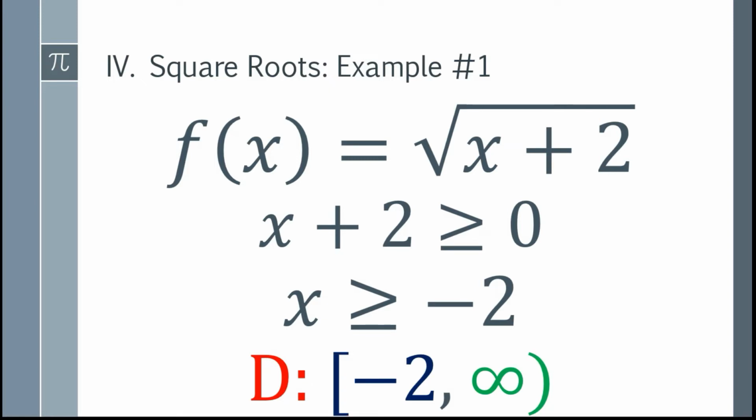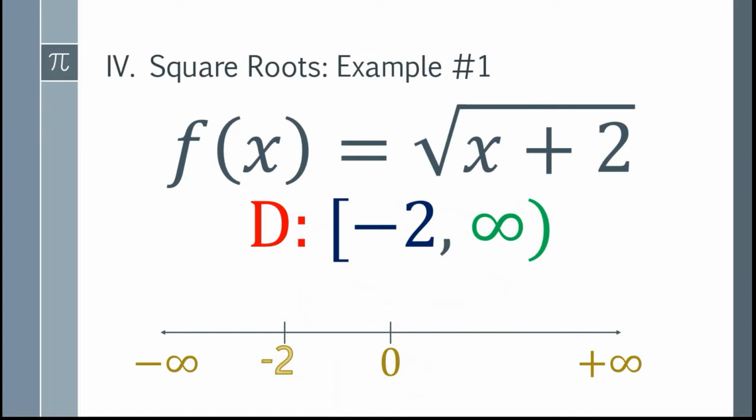Moving on. For the number line, the square bracket here means that negative 2 is also included in the domain. So you put a circle here, and since it's included, as a square bracket, you have to shade it. And it goes to positive infinity. So this is your number line for this function.